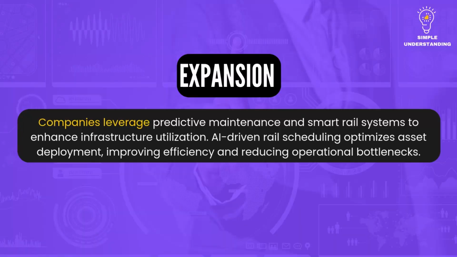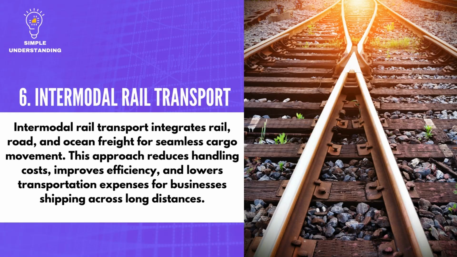throughput. Expansion. Companies leverage predictive maintenance and smart rail systems to enhance infrastructure utilization. AI-driven rail scheduling optimizes asset deployment, improving efficiency and reducing operational bottlenecks. 6. Intermodal rail transport. Explanation.